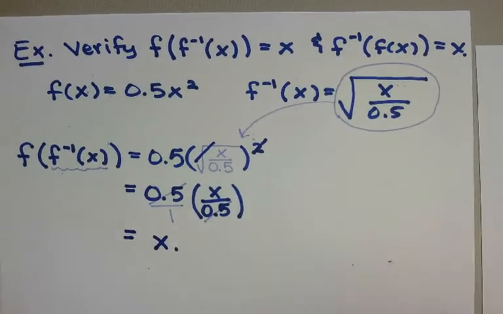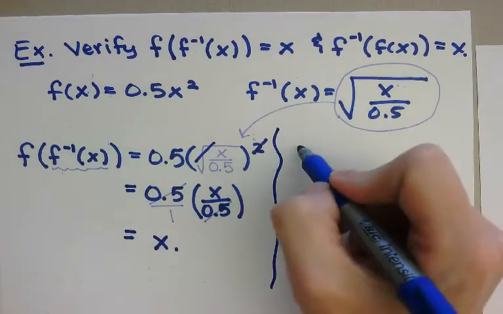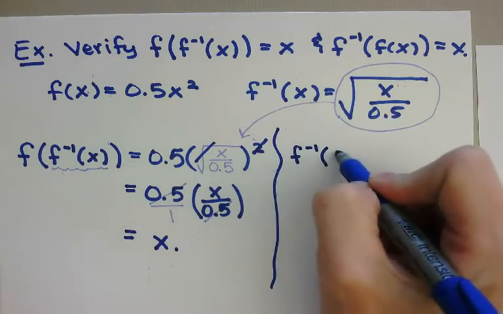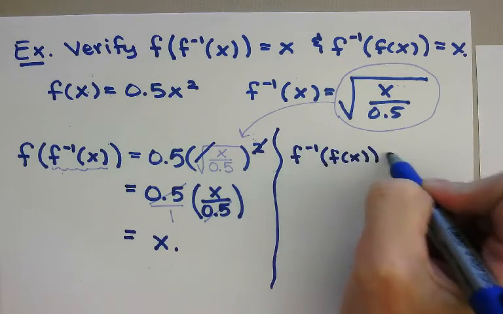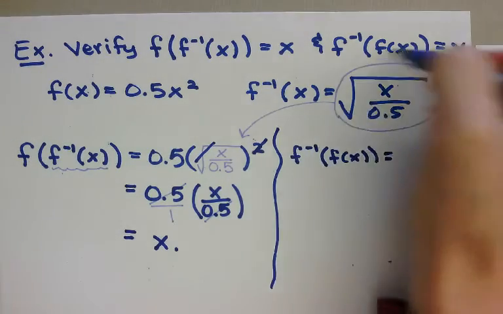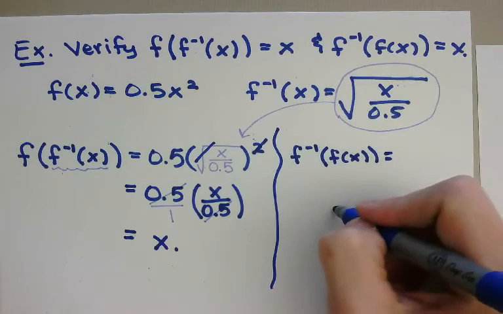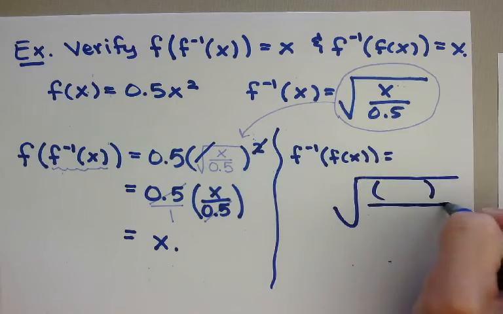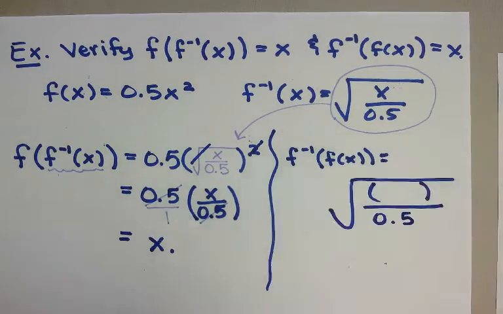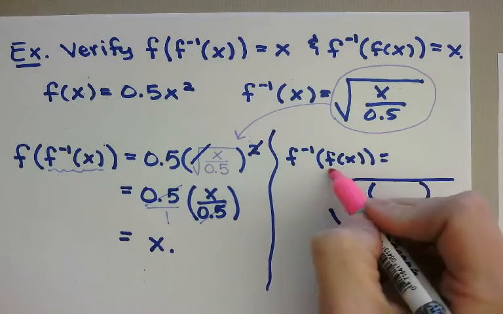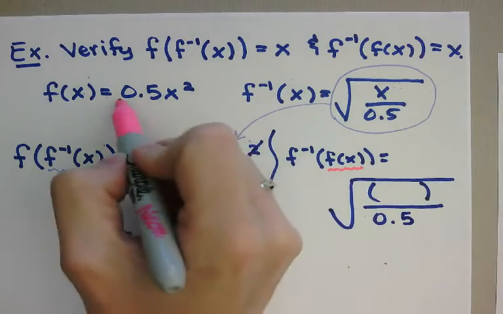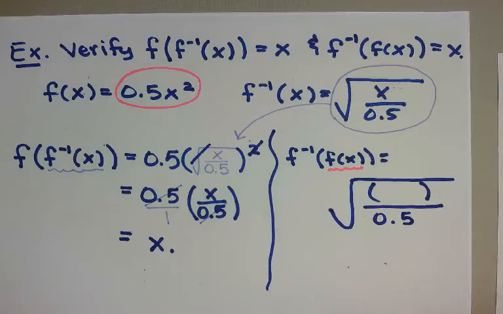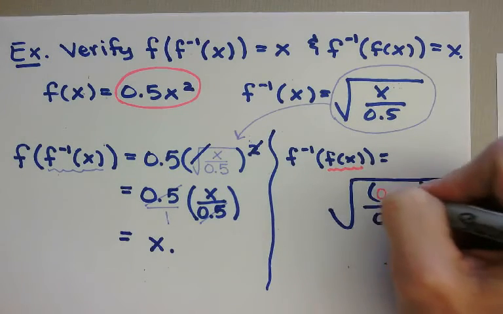Okay, so now let's try verifying the other one. So f inverse of f of x. So I'm going to write out what f inverse is. And wherever there's an x, I'm going to put a parenthesis. And now this time, I'm going to sub in the parenthesis the f of x, which was 0.5x squared.